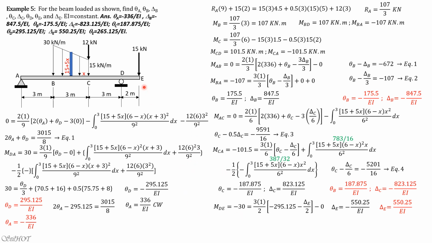Then moment ED, because D has a moment, we use 2EI over L. So 2 times 1 over L, 2, 2 theta E plus theta D, which is negative 295.125, minus 3 times negative 550.25 over 2, because delta E is negative. So solving for theta E, the only unknown here, theta E is negative 265.125 over EI, but the final answer for theta E is positive 265.125 over EI.